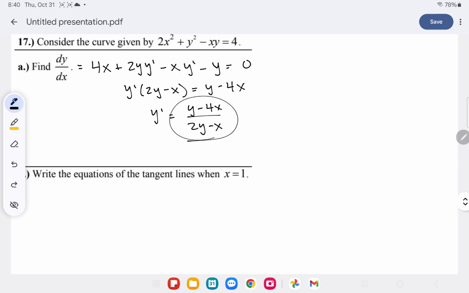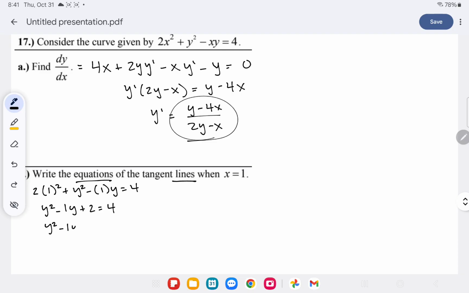There's our first derivative. Part 2 says write the equations of the tangent lines when x equals 1. So the key here are these plurals. Equations of tangent lines. And the reason why there are 2 is if we plug in 1 into the original equation to find our points, because we need to figure out our y values, we end up getting y squared minus 1y plus 2 equals 4.